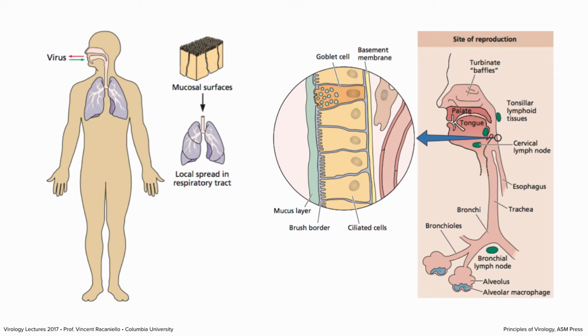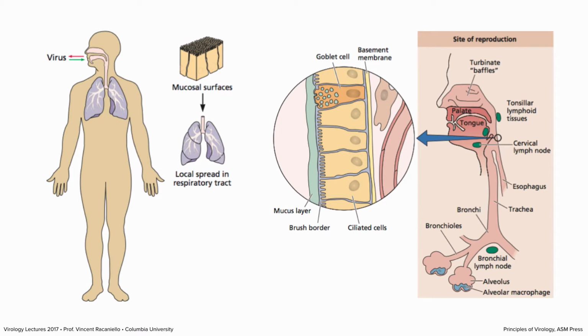The virus replicates in the mucosal epithelial cells and spreads locally within the respiratory tract. No viremia. At least human influenza viruses stay within the tract. It's not the case for all viruses, especially in other animals. The virus replicates in these epithelial cells, which we've described before, and can replicate in the upper tract.